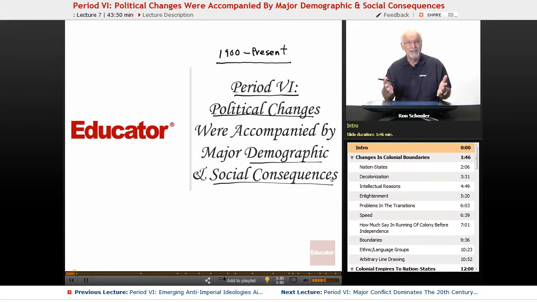Remember the word demographic? It's a good word that you need to have in your toolbox for AP World. Demographic refers to the statistics that we keep on people. You know, where do they live? What are their ages, religion? What's the growth rate? All of these statistics that we keep on people.